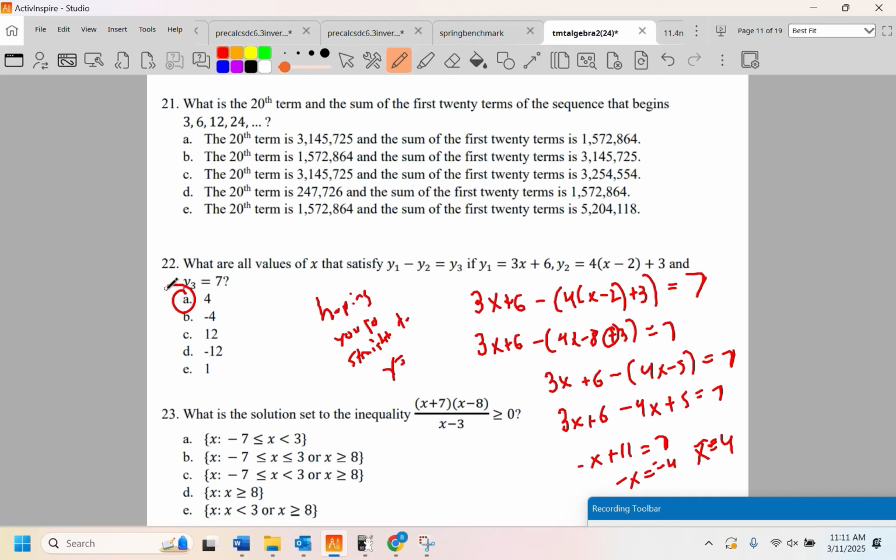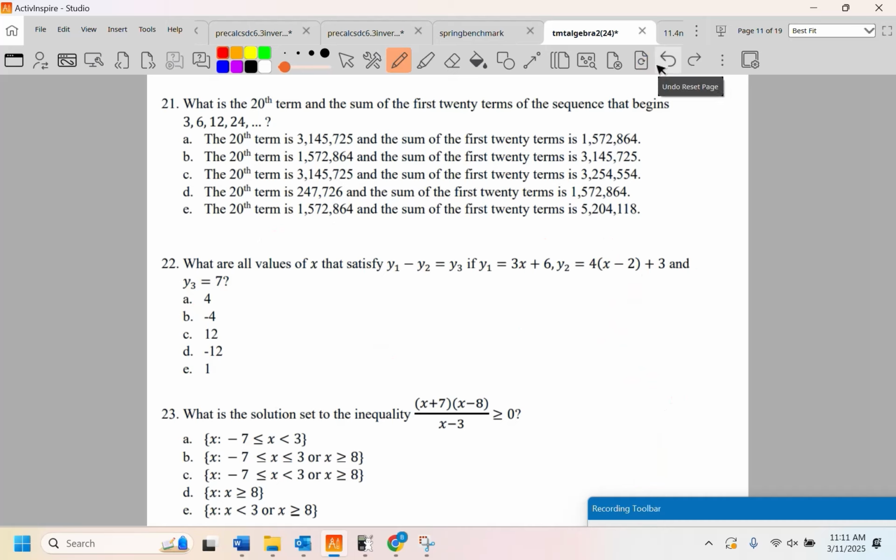And if I plug a 4 in, by the way, 3 times 4 is 12. That gives me 18. 4 minus 2 is 2, so 4 times 2 is 8 plus 3 is 11. And 18 minus 11 is in fact 7. So it's holding. And you can always go back to plug numbers in. Maybe they're hoping you do that. I don't know.